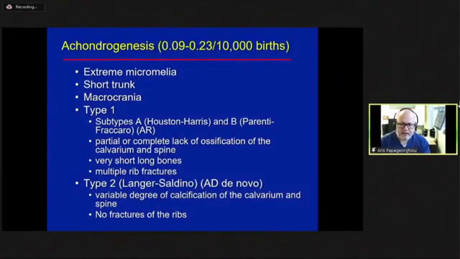Now, like thanatophoric dysplasia, there are two types of achondrogenesis. So you can remember that both of them have two types. Type 1, which is really characterized by the partial or complete lack of ossification of the calvarium and the spine. And the other one, type 2, which has a more variable degree of calcification of the spine. And the reason this is potentially important is that type 1 tends to be recessive, whereas type 2 is autosomal dominant, of course, usually de novo in nature, well, always de novo in nature.